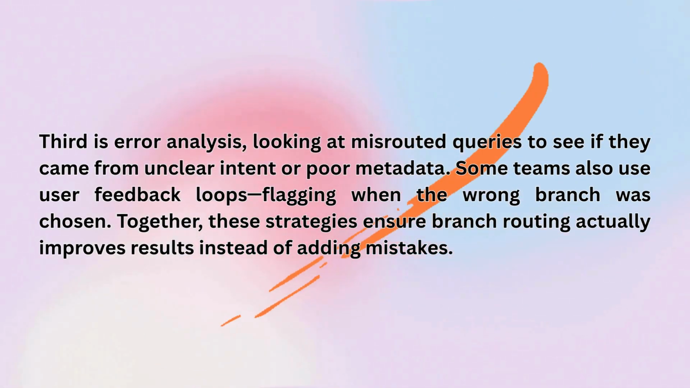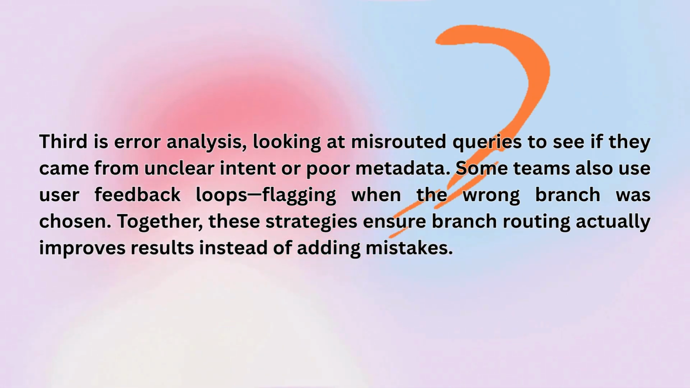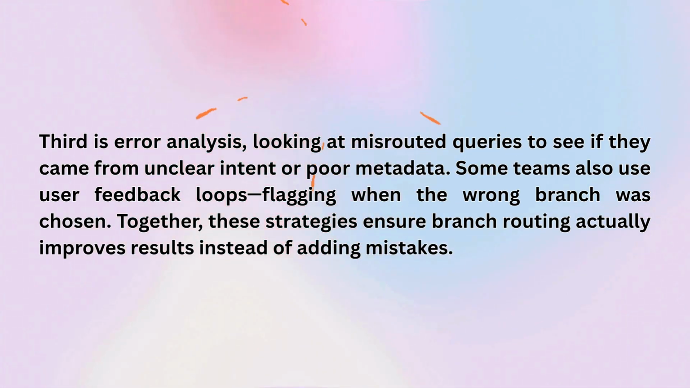Third is error analysis, looking at misrouted queries to see if they came from unclear intent or poor metadata. Some teams also use user feedback loops, flagging when the wrong branch was chosen. Together, these strategies ensure branch routing actually improves results instead of adding mistakes.